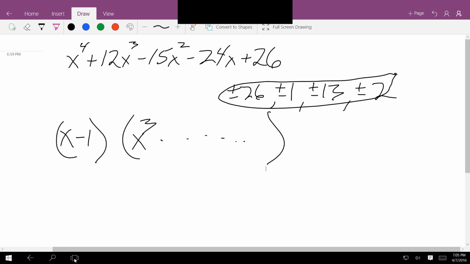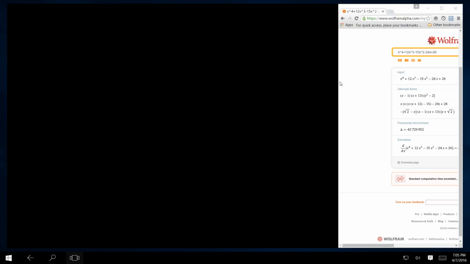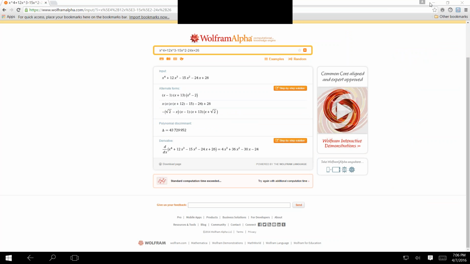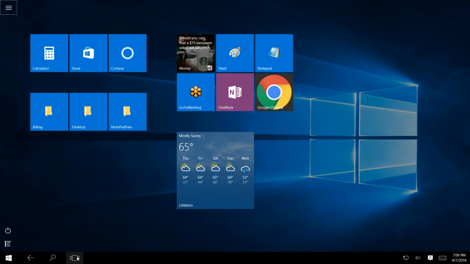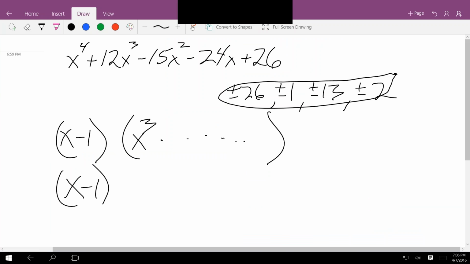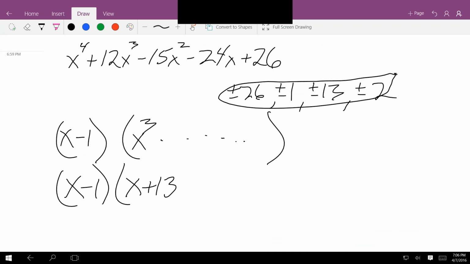Don't remember. Let's see. It was negative. Yeah. Negative 13. Okay. So after I find the plus 1 and the negative 13 the hard way, then I've got x minus 1 times x plus 13, and what's left is going to be a quadratic. I can handle that quadratic easily, even if it's complex, even if she wants you to factor it.